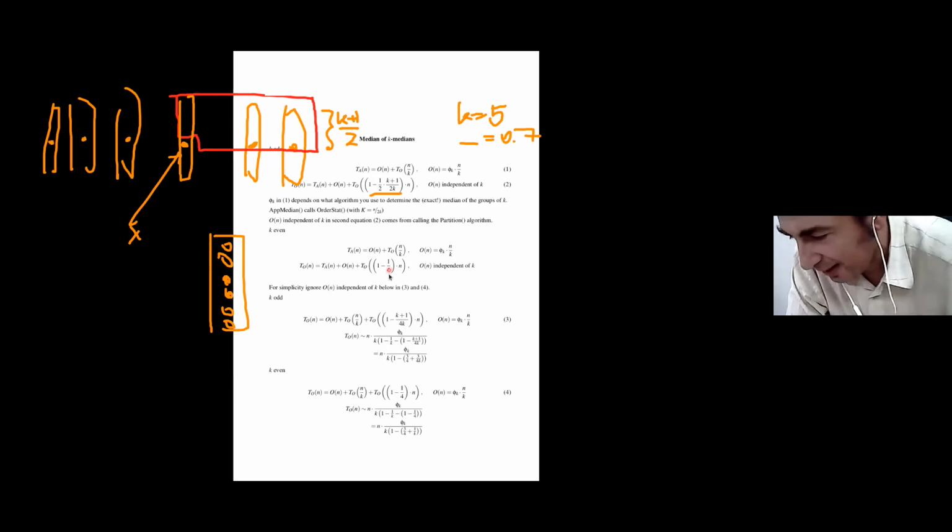So this is where this number comes from for even k. The median that you output will be at least a quarter away from the boundary. The rest remains the same.